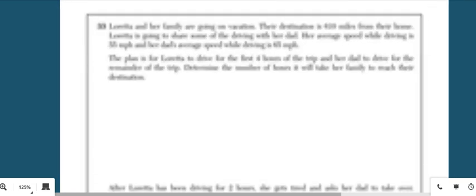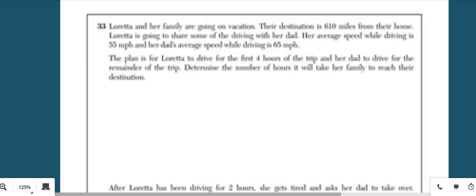Let's scroll down to the next question. Question number 33. Please reach out to question number 33. Okay, can you please scroll down? Reach out to question number 33. Yeah, please read this question.